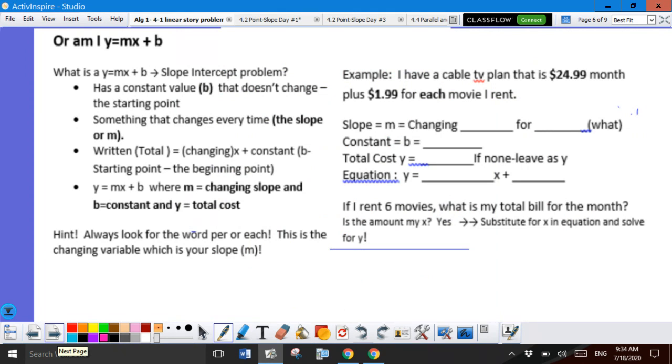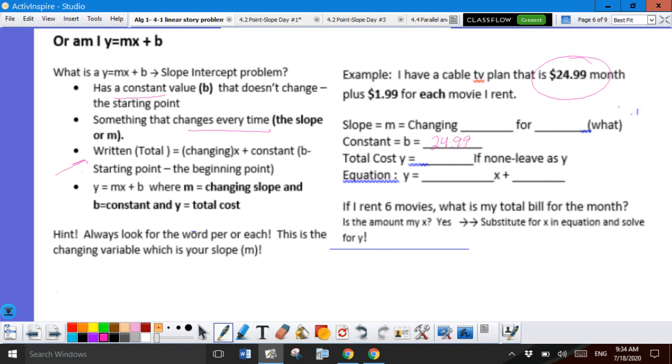Okay, so remember, slope-intercept form is going to have a constant value, it's going to have something that changes, and it may have a total. So let's take a look at this first example. So I have a cable TV plan that is $24.99 per month plus $1.99 for each movie I rent. So which one of those is the constant? You're right. It's the $24.99. So that's my b.